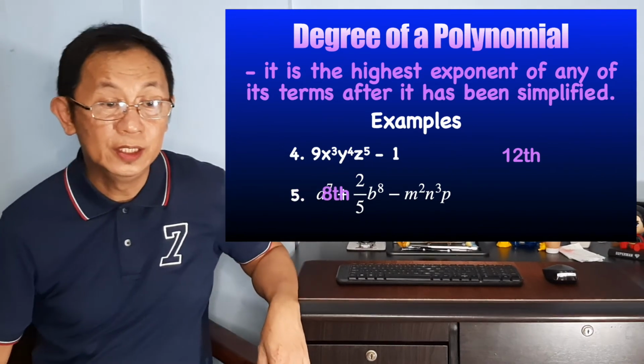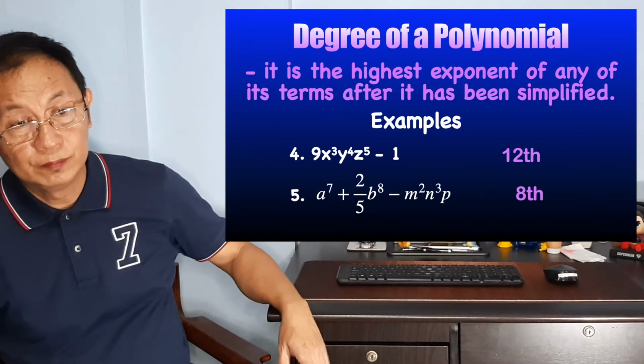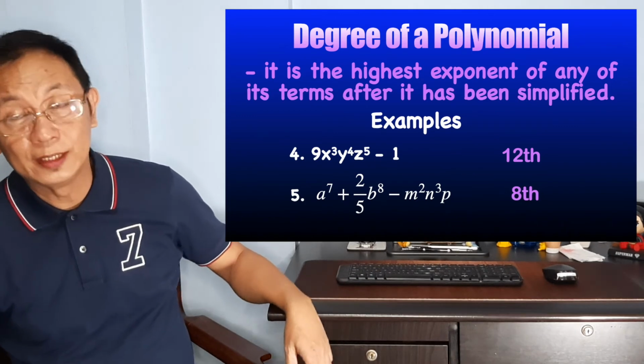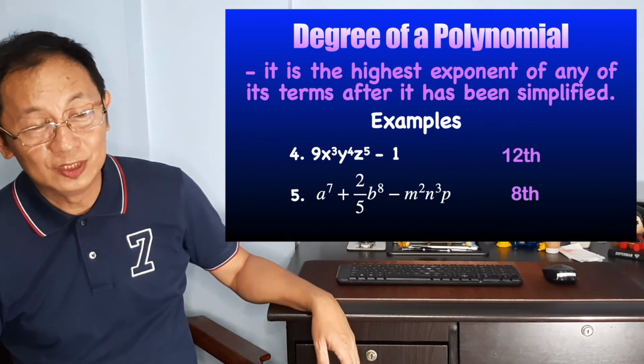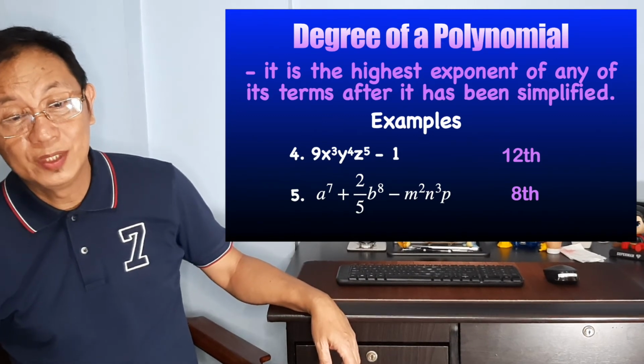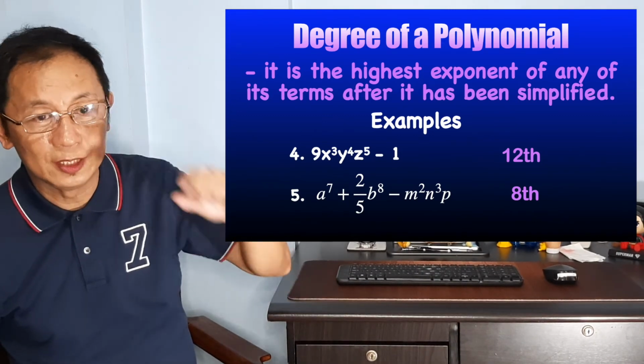Yun yung highest degree ng polynomial, na trinomial na yun. So, nasa 8 degree siya. So, that is how to identify the degree of a polynomial.